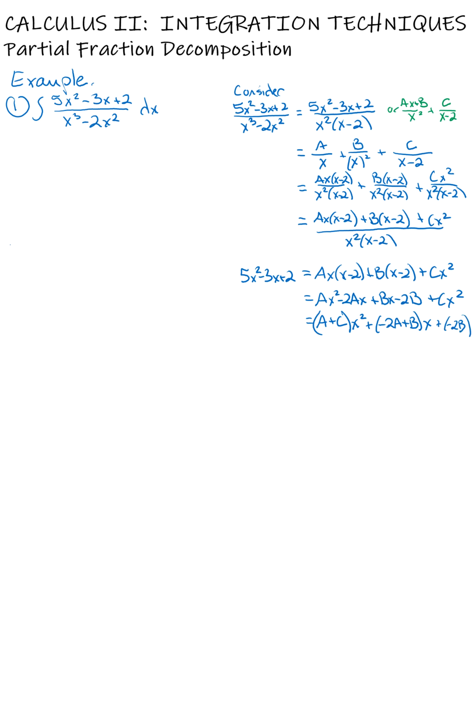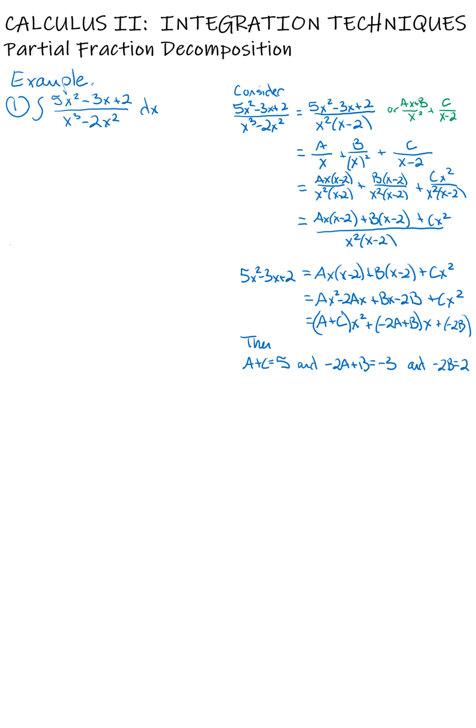All right, the next step is that since we know these are equal, then I know that the coefficients of x squared must be equal to 5, the coefficients of x must be equal to negative 3, and the constant must be equal to 2. So we can set up a system of equations: a plus c must be equal to 5, negative 2a plus b must be equal to negative 3, and finally, negative 2b must be equal to 2.